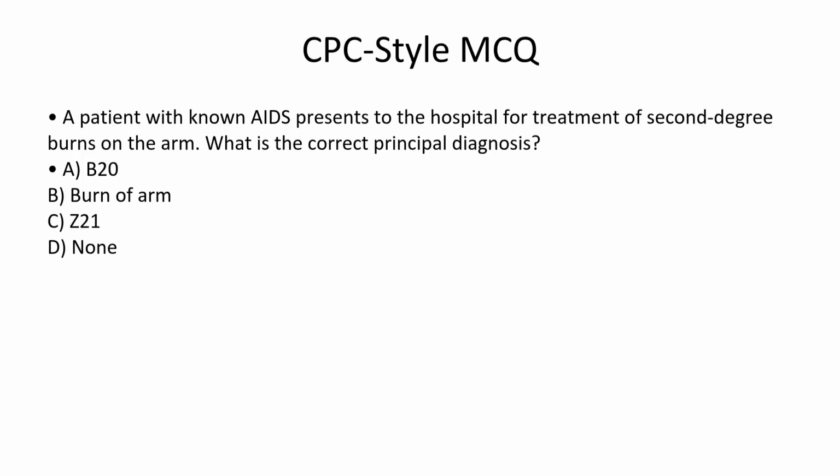In this scenario, the patient has AIDS but is presenting for treatment of burns. Burn is the reason for visit and is not related to HIV, so burn must be coded as the principal diagnosis. B20 will be coded as secondary diagnosis, so the correct answer is option B, burn of arm. Option A is incorrect because HIV is not the reason for this visit. Option C is incorrect because Z21 is for asymptomatic HIV.